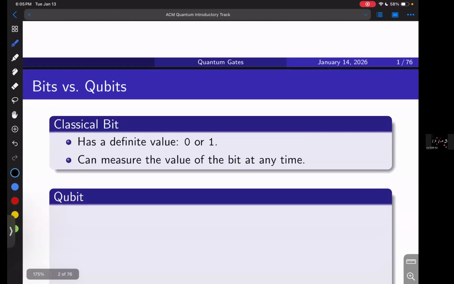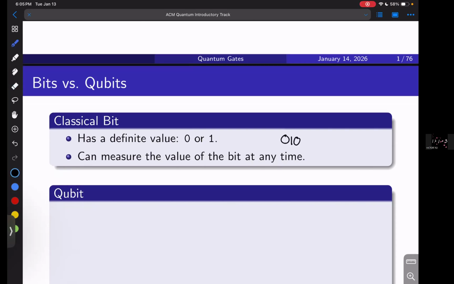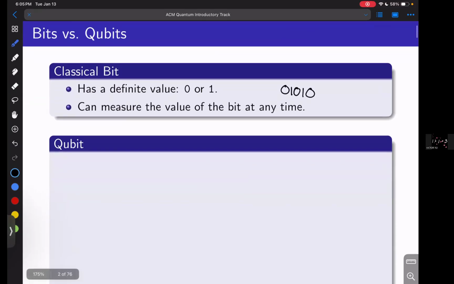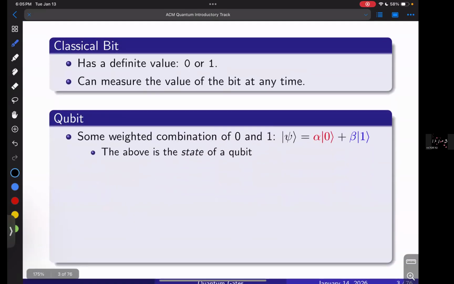The first part is going from classical bits to quantum bits, which we call qubits. As you might know, in classical computing, information is represented in bits, which have a definite value, 0 or 1, which you can read out at any time. If you have some message, it'll just be a string of zeros and ones. In contrast, a qubit in quantum computing doesn't have to be exactly 0 or 1 at one time. It can be a weighted combination of the two.